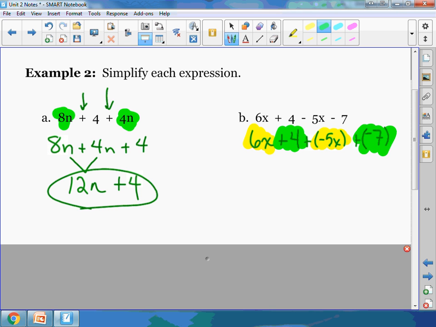All right, so I've identified the like terms. Now, you don't have to do this. You might just think this in your head, but I'm going to rearrange them so that my like terms are next to one another. And I can do that now because of the commutative property. So plus 4 plus negative 7.